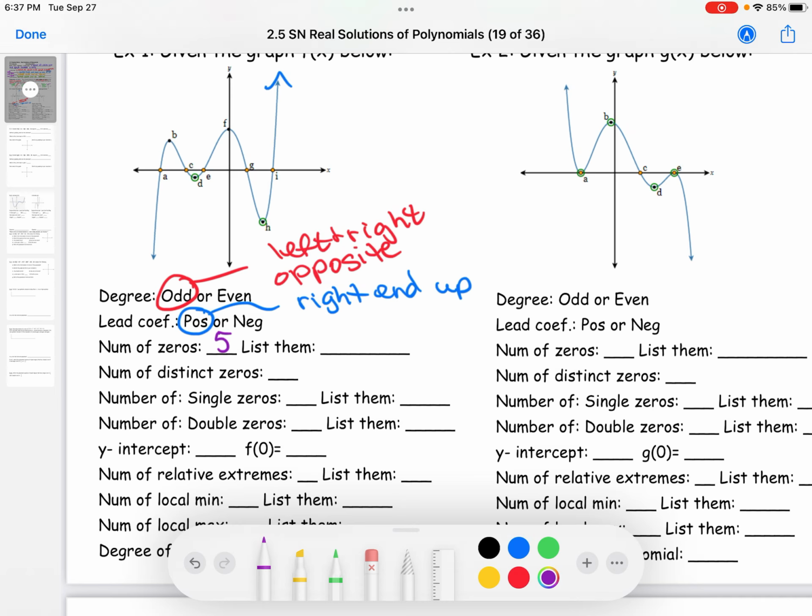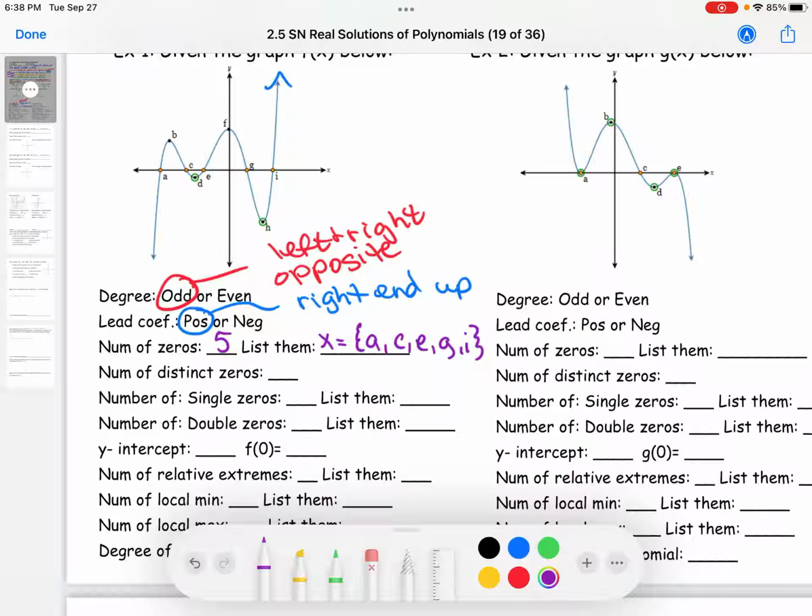And it says list them. So when there's multiple x values, we need to get used to this notation. X equals, use the curvy braces, and it's A, C, E, G, and I. Use the curvy braces and separate the values with commas. You'll see that notation a lot.